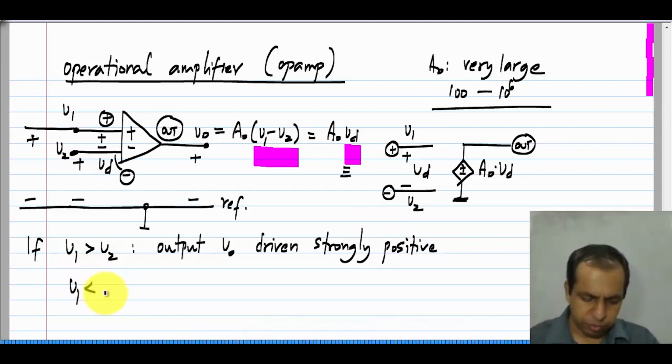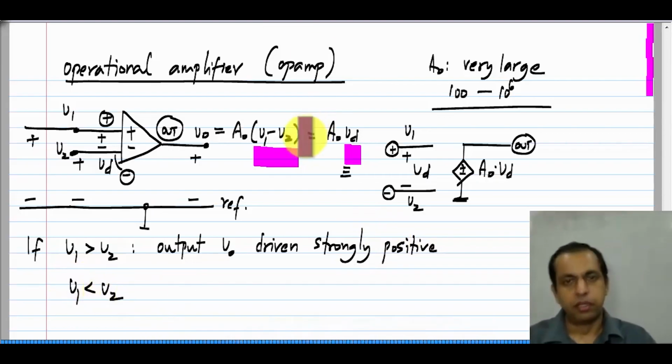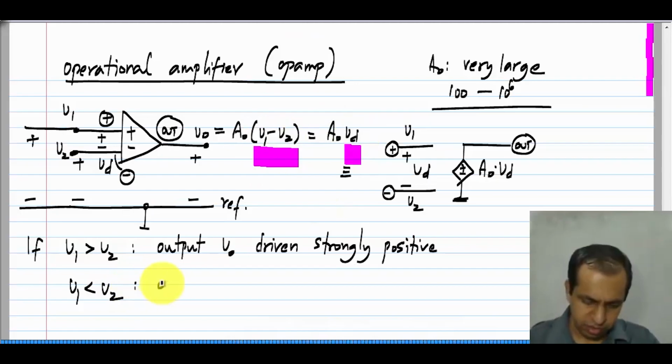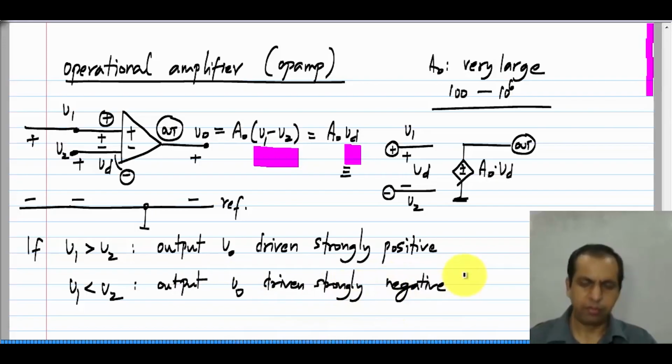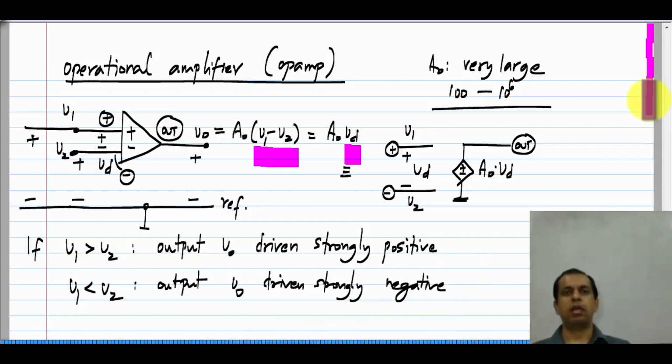Similarly, if V1 is smaller than V2, then this difference V1 minus V2 is less than 0, this VD is less than 0, and the output V0 is driven strongly negative. So, this is an important feature of the Opamp, and this is what we will use to realize a very useful class of Opamp circuits based on negative feedback.